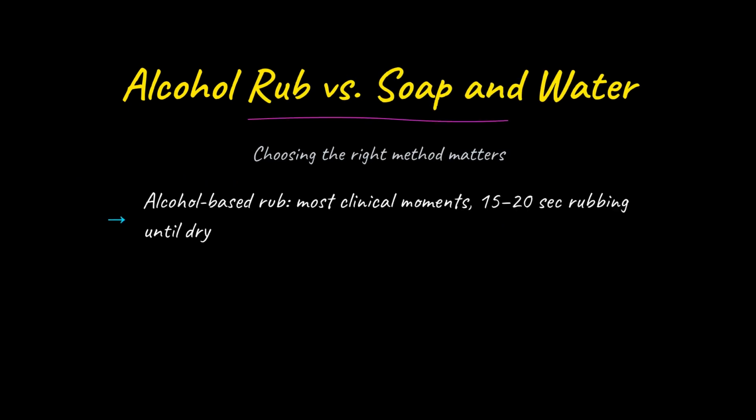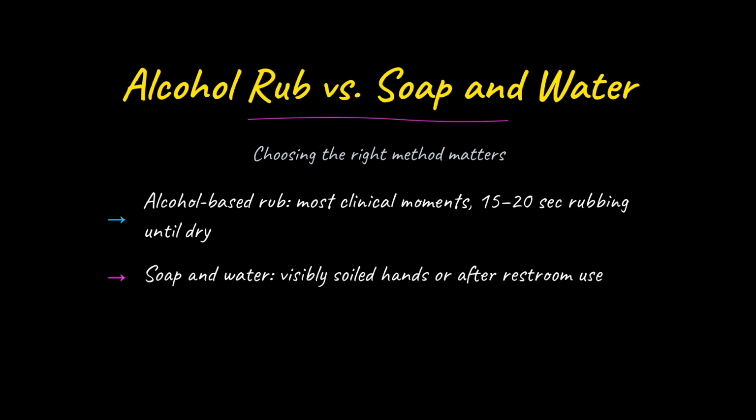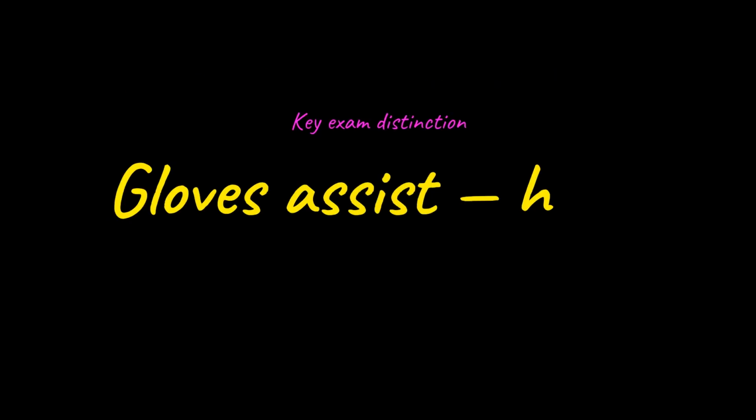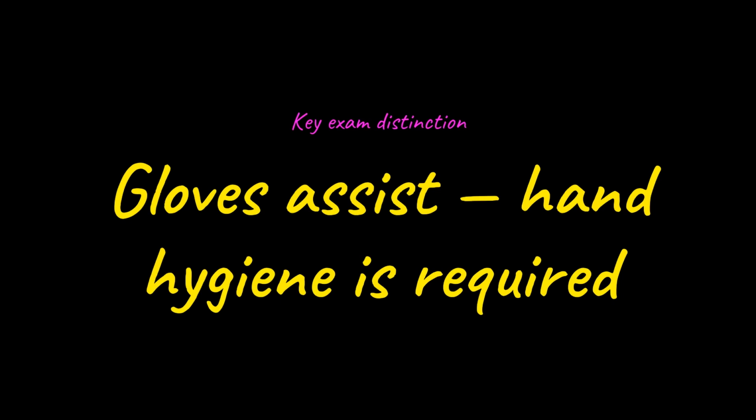Alcohol-based hand rub covers most clinical moments and requires 15 to 20 seconds of rubbing. However, soap and water is required when hands are visibly soiled and always for Clostridioides difficile, because alcohol cannot inactivate C. difficile spores; only mechanical removal with soap and water works. Remember, gloves reduce organism transfer but never replace hand hygiene. Microperforations allow contamination during use, and doffing can transfer organisms to the hands. Hand hygiene after glove removal is always required, no exceptions.